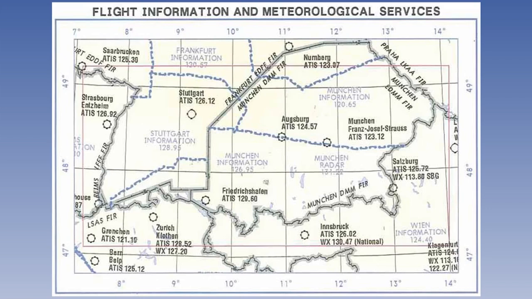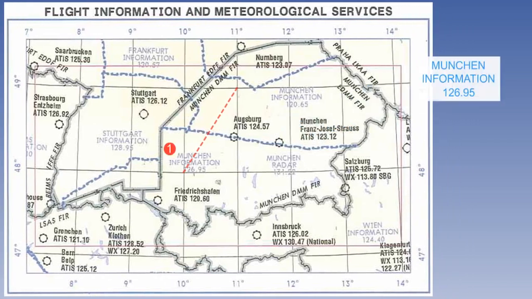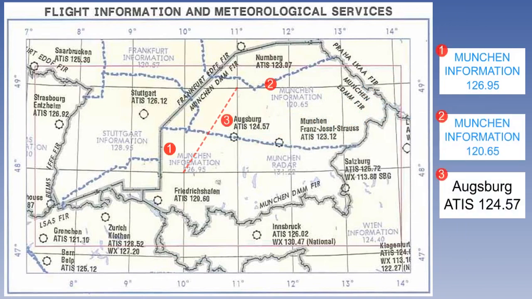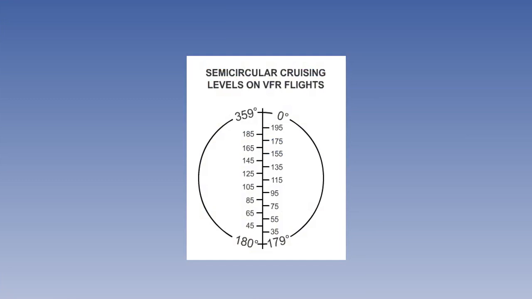By using the Flight Information and Meteorological Services diagram at the bottom of the chart, the frequencies for the appropriate services can be found. Transpose the route to the diagram to determine the frequencies for FIS and MET. We can now choose an altitude or level to fly.